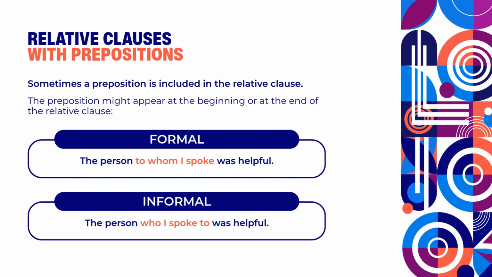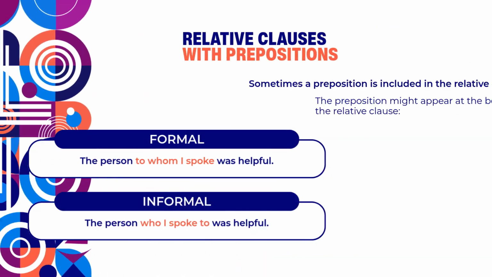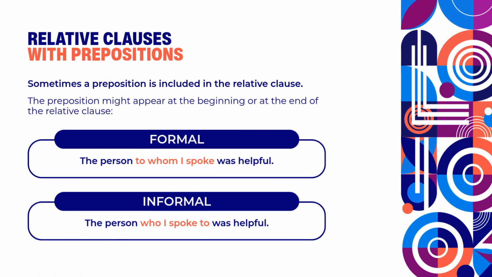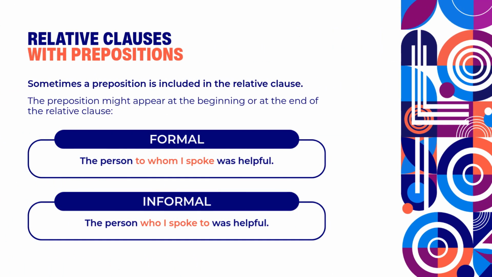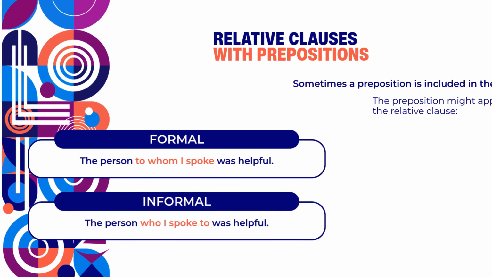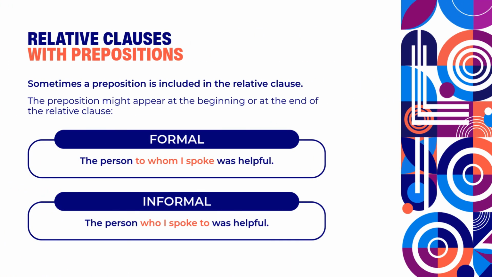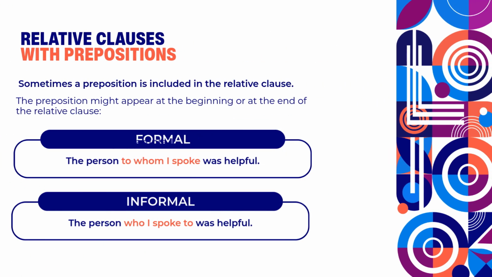Relative clauses with prepositions. Sometimes a preposition is included in the relative clause. The preposition might appear at the beginning or at the end of the relative clause. Formal: the person to whom I spoke was helpful. Informal: the person who I spoke to was helpful.